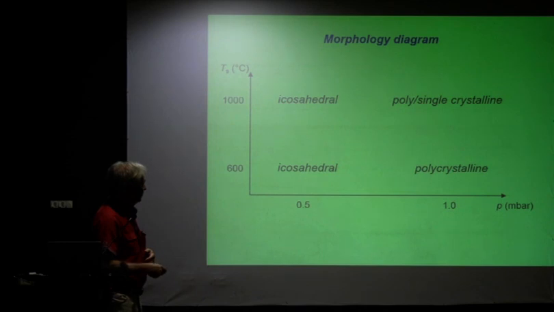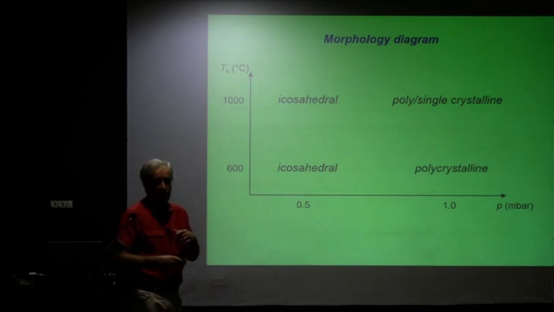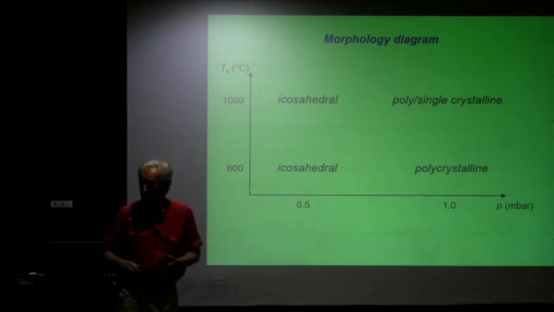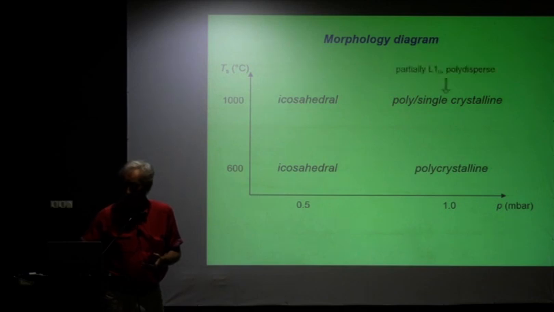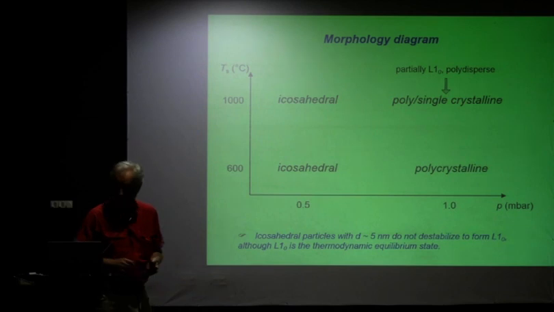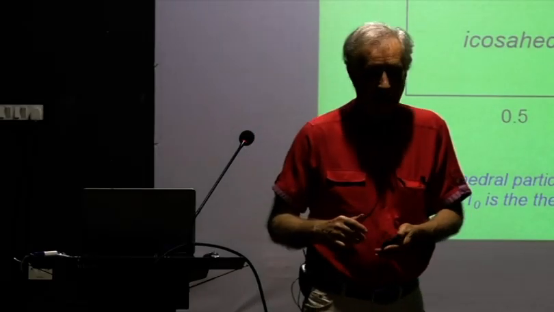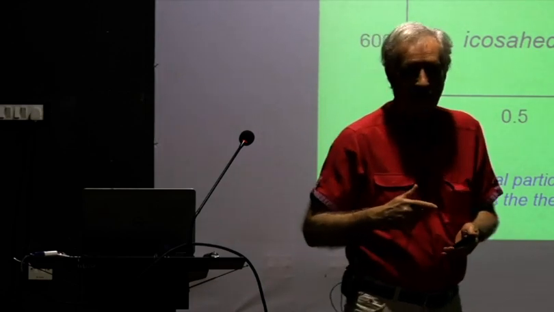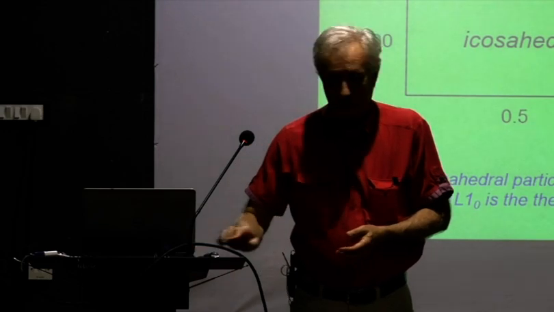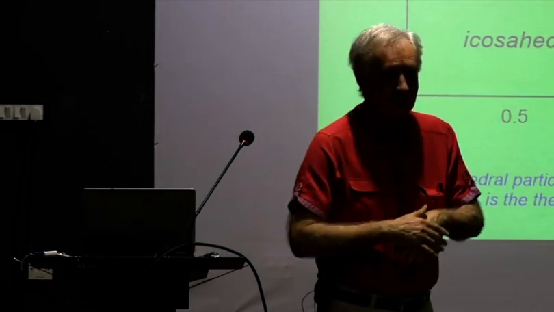If we increase the pressure, then we have polycrystalline material, meaning that it's about FCC. If you do this at higher temperature, then you get polycrystalline and single crystalline material, and the single crystalline material is in many cases the L10 state. The single crystalline state is partially L10. So we're not getting what we wanted. This was quite surprising, but more disappointing. So we went back and thought about what we could do.